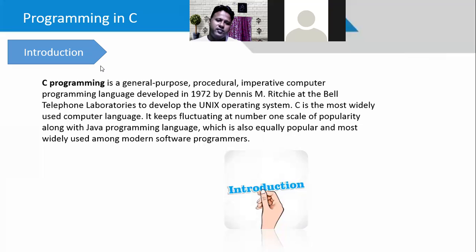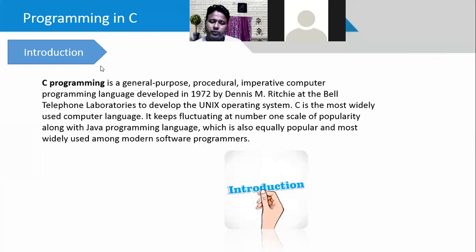The C programming language is a language where you give instructions to the computer. The computer works through your instructions. It is a general purpose procedural imperative computer programming language. It was developed in 1972 by Dennis M. Ritchie at Bell Telephone Laboratory to develop the Unix operating system. So C is a very popular language we are using now. It keeps fluctuating on the scale of popularity.